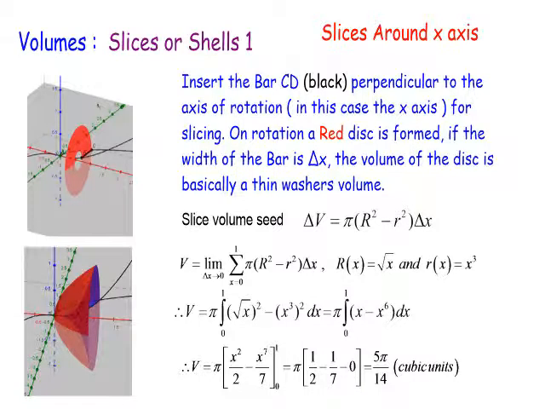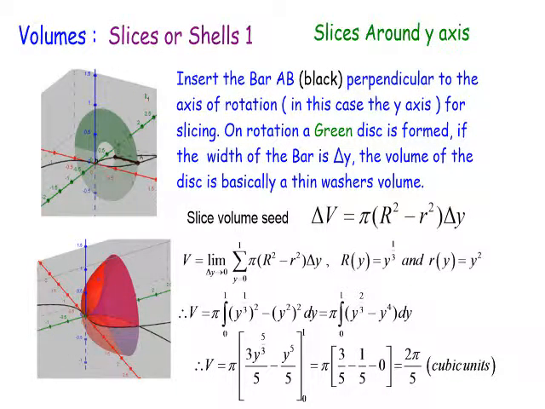Now if I want to slice it around the y-axis, I'm going to have to put the bar in at a different orientation, if you like. It has to be perpendicular to the y-axis. It'll have a thickness of delta y, and the volume element will be delta V equals pi R squared minus r squared.